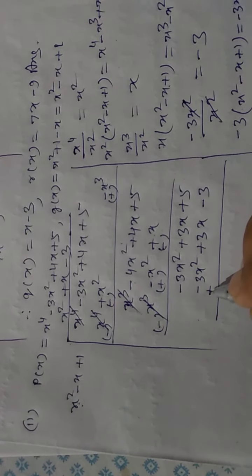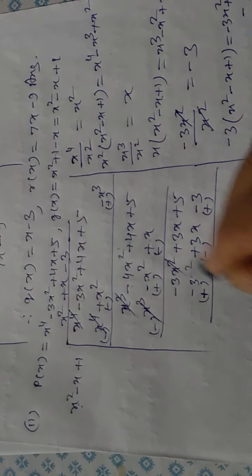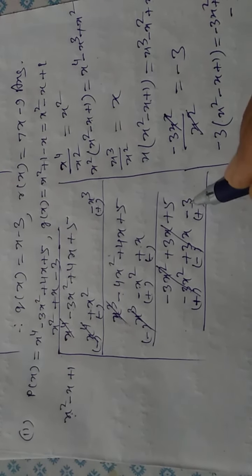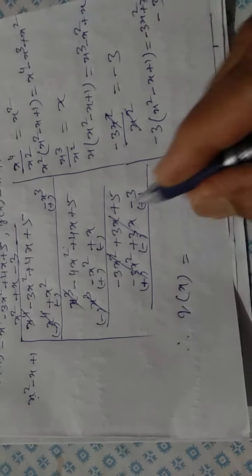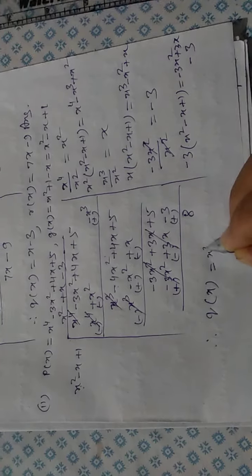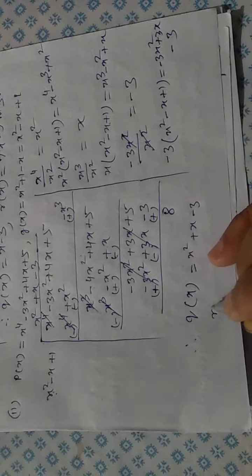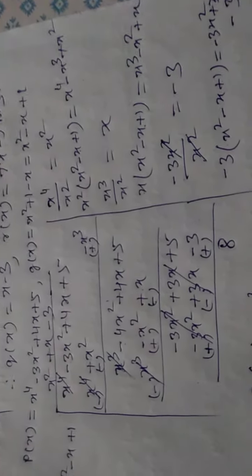Now subtract: this plus sign, this minus sign, this plus sign. Minus 3 plus 3, 0 cancel. 3 minus 3, 0 cancel. 5 plus 3, both are positive, so add it. It will be 8. Therefore, your quotient q(x) is equal to x square plus x minus 3 and r(x) is equal to 8. This is the answer. Similarly, you will solve number 3.